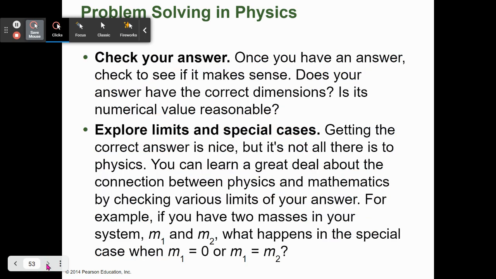And in here, are my units working out correctly? Because your units are going to be one of the biggest helps for knowing whether or not you got an answer right or wrong. So you want to make sure those units are dimensionally consistent. You want to make sure all your units have canceled out correctly. And then you want to make sure, is this a reasonable number? Does that make sense? Explore limits in special cases would be the second one.